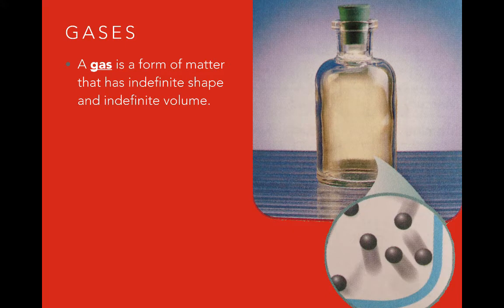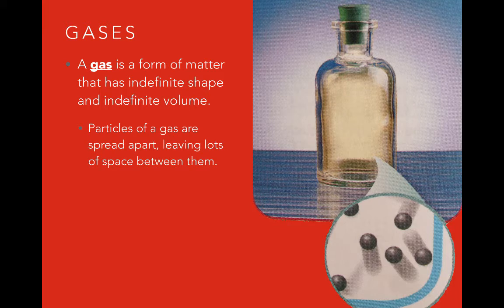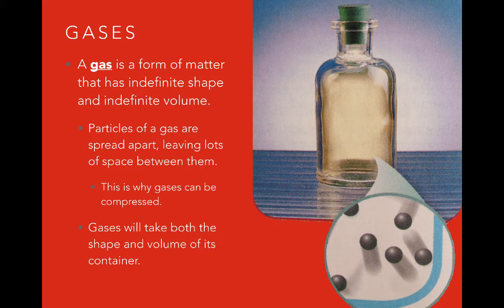Gases have indefinite shape and volume. Particles of a gas are very spread apart, leaving lots of space between them. This is why we can compress gases, because as we mentioned, compression means that we're going to eliminate the space between those particles. Finally, due to their particle arrangement, gases will take the shape and volume of the container they occupy.